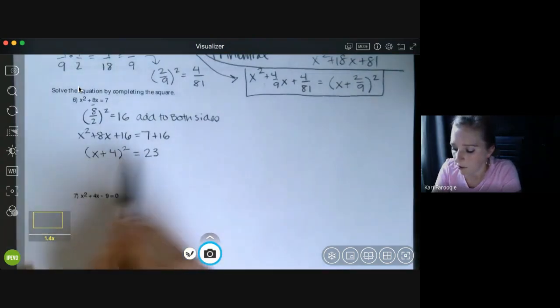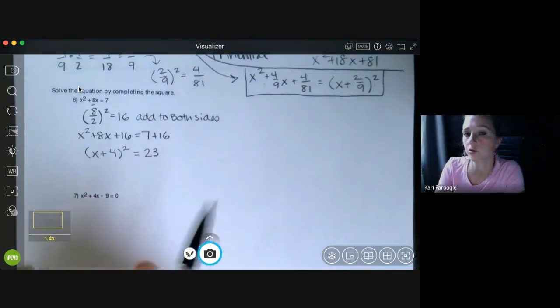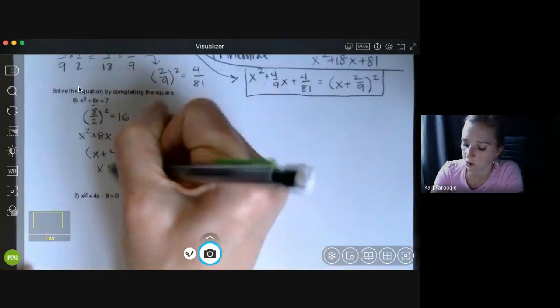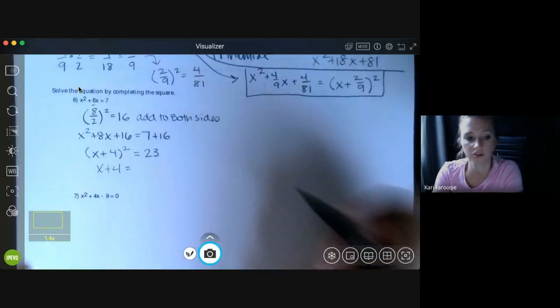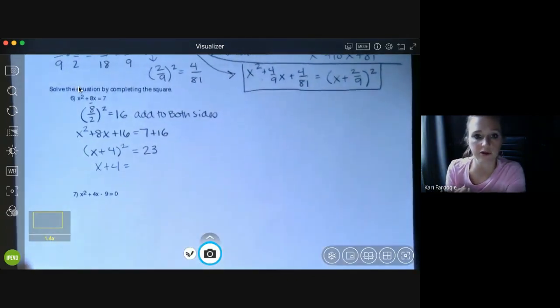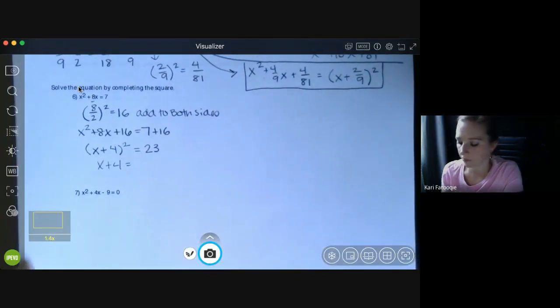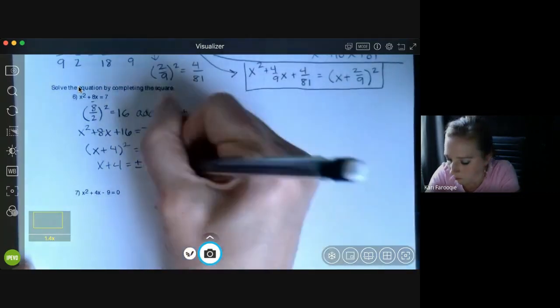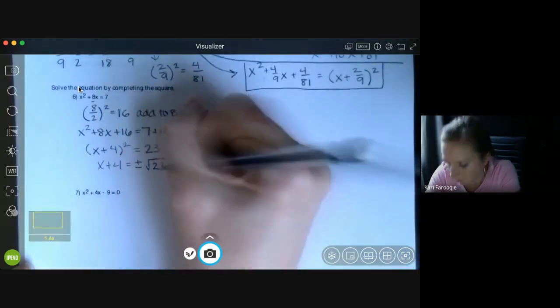We now have an equation that's set up to use the square root property. So we're going to take the square root on both sides. When I take the square root on the left-hand side, I'm just getting that quantity to pop out of the parentheses. On the right-hand side, I'm going to apply a plus or minus, and then take the square root.